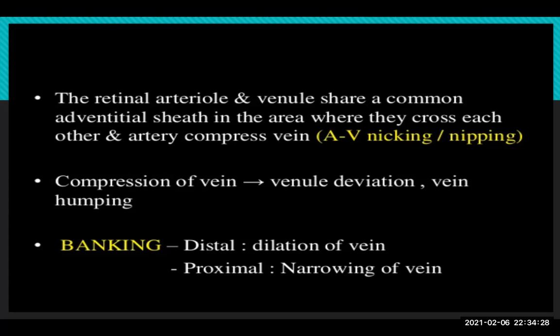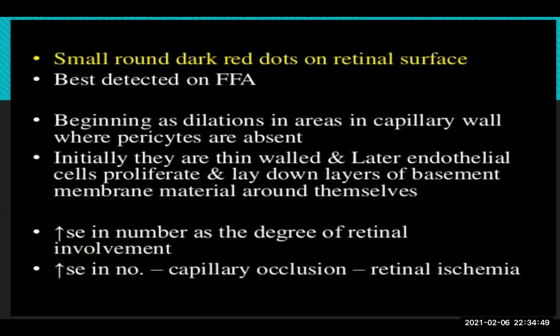Banking occurs because of pressure on part of the vein. You will find stagnation of the blood distal to this pressure, and narrowing of the vein proximal to it, because the pressure increases the resistance to the flow of circulation through these venules. Small round dark red dots on the retinal surface are also best detected on fundus fluorescein angiography.